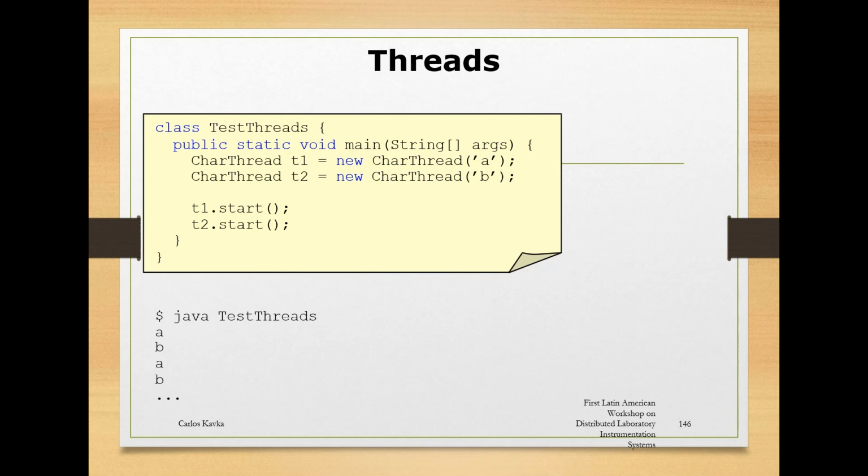Now, what is the next step? Our CharacterThread class is extending the Thread class, so all the Thread class methods are inherited by the CharacterThread object. With the help of T1, we can access the start method of the predefined Thread class, which we have extended in our code. So with T1 I can use the start method to start my thread, and T2.start to start my other thread. So both threads will execute concurrently.